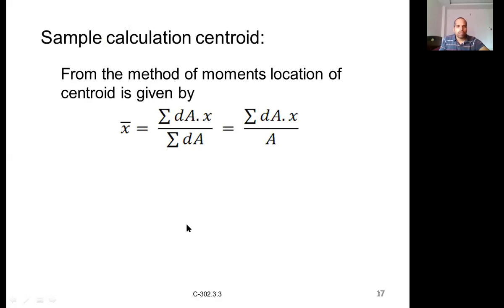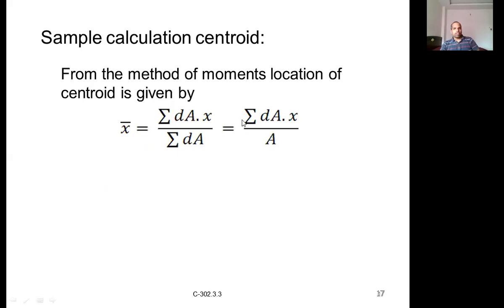Now let us see one sample calculation. In the case of a triangle, how do we calculate x bar and y bar? We have already seen in this diagram, in locating the centroids, that y bar is equal to h by 3. Now let us see how to calculate this h by 3.